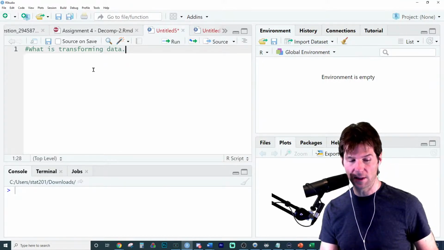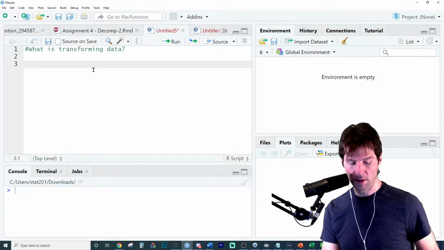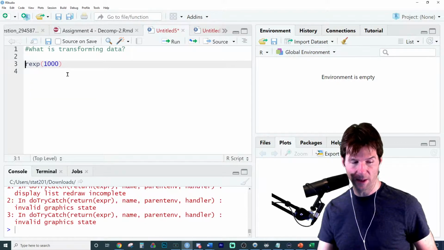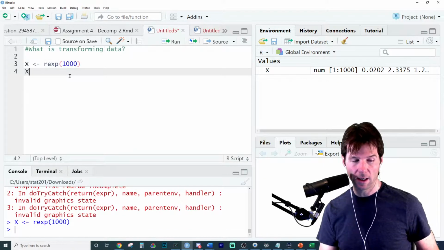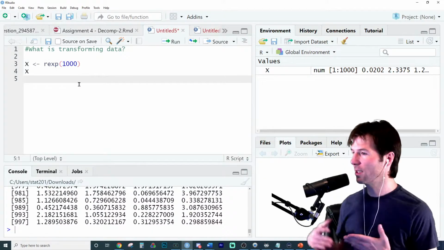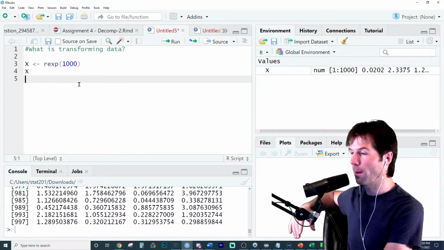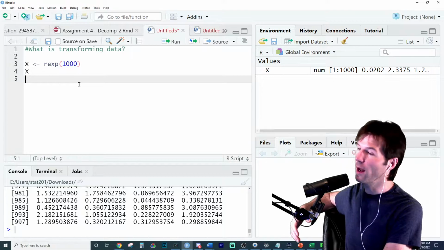So we might have a data set that looks something like this. R exponential, and let's take 1,000 data points right here. Don't worry about that. We're just going to call it X. And here's our data set. Now, that's just the values. Those might be, say, how many minutes people took to complete a task.